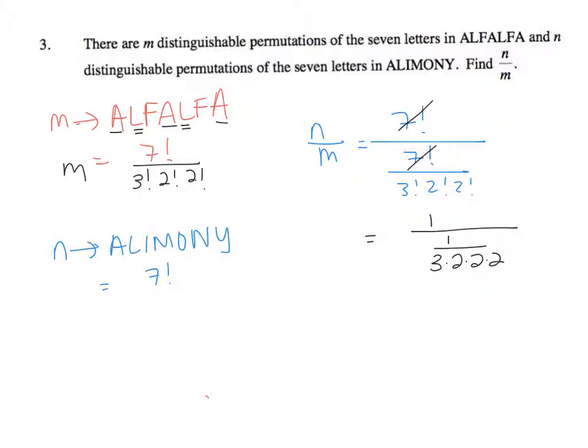Okay, so when you're dividing by a fraction, it's going to be multiplying by the reciprocal. So this is going to end up in the numerator. So it ends up being 3 times 2 times 2 times 2. So n over m ends up being 24.